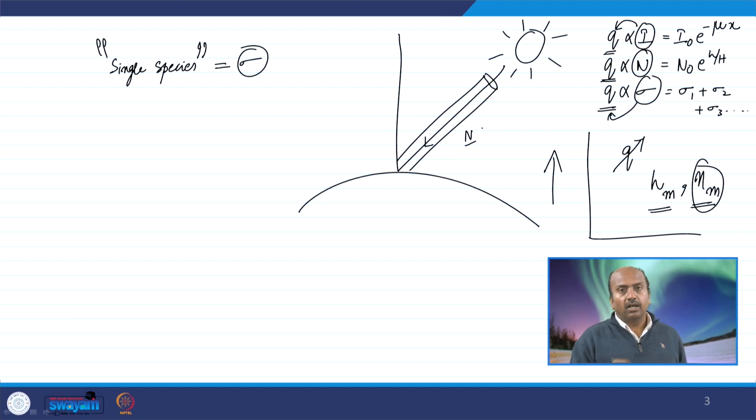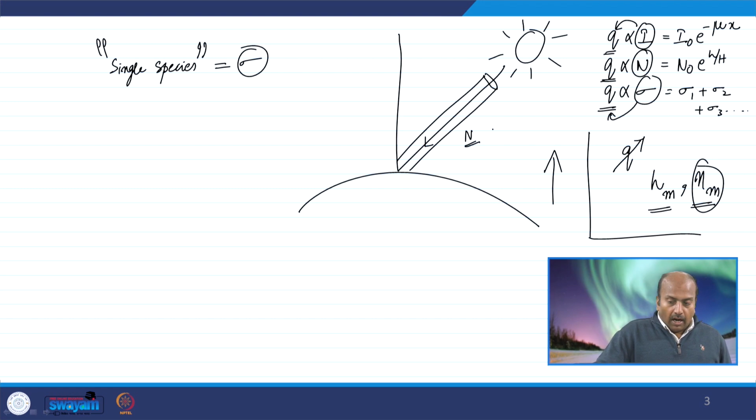Now, in this case, let us say we restrict ourselves to the single species atoms. So, we have this column, and within this column there are n number of atoms present. All these atoms are identical, so the absorption cross section of all these species is the same. If there are n atoms all with the same absorption cross section, the total projected absorption cross section simply becomes n sigma.